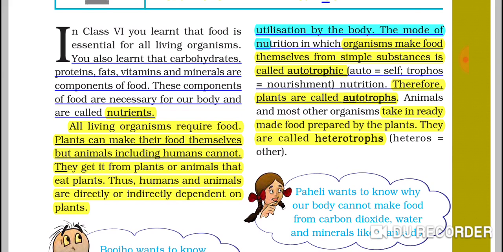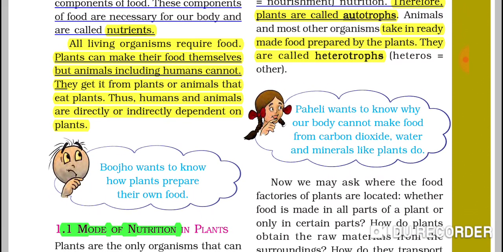There are some organisms which make their own food. They are known as autotrophs, such as the plants. These plants can make their own food, so they are known as autotrophs, and such a mode of nutrition is called the autotrophic mode of nutrition. Then the animals take ready-made food from plants or animals, so we are dependent on plants and animals. Therefore, they are known as heterotrophs, and this mode of nutrition is known as heterotrophic.